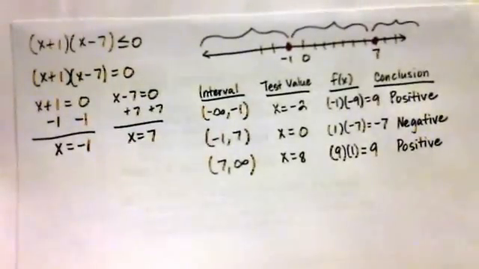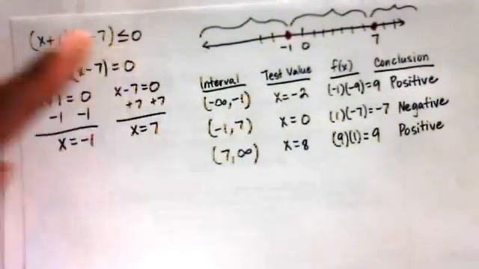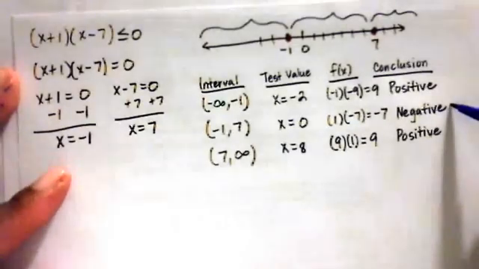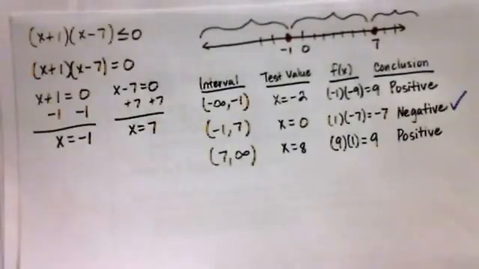Okay, now, let's take a look at the inequality that we were given. We were given less than or equal to 0, meaning that we're going to have negative values here. Anything less than 0 will be negative. So we want to select the intervals that gave us a negative f of x, a negative conclusion. There's only one. That's negative 1, comma 7. Now, notice that negative 1 and 7 are included in this solution set.